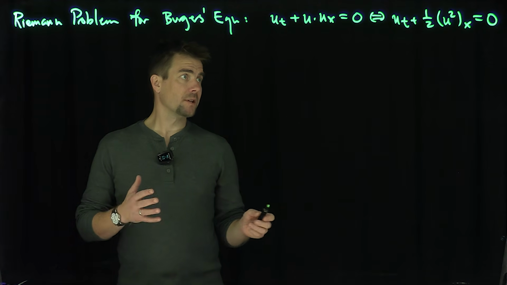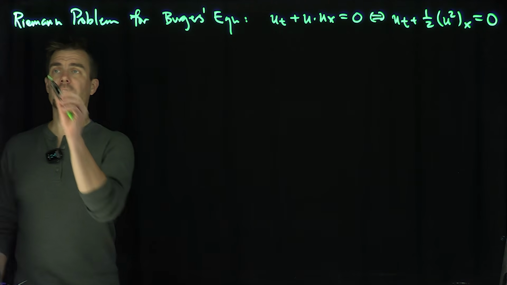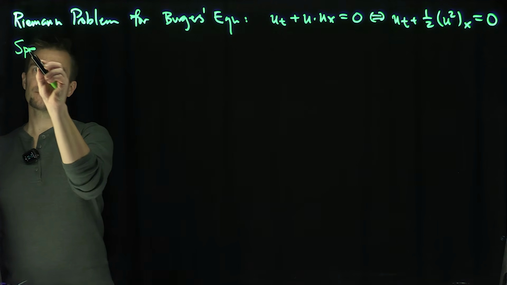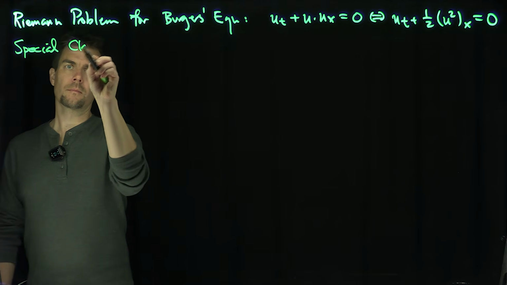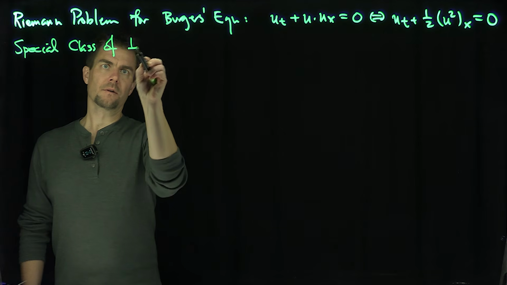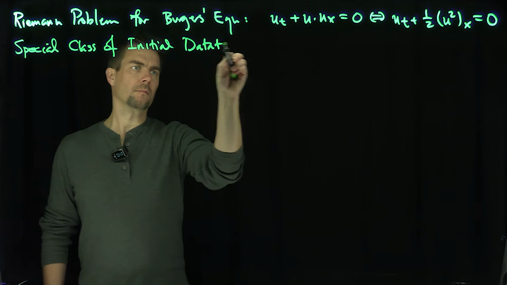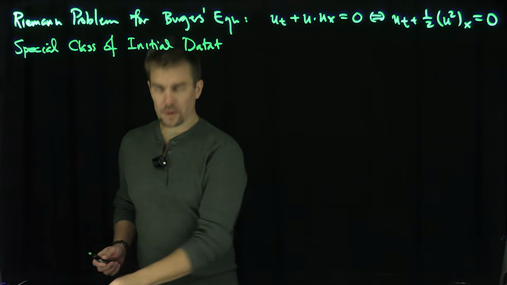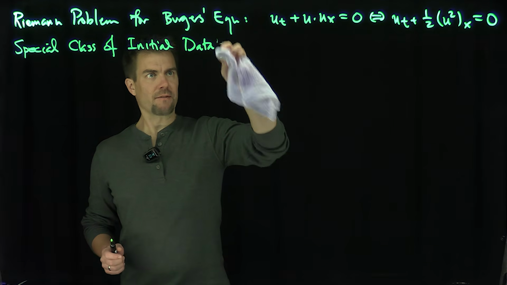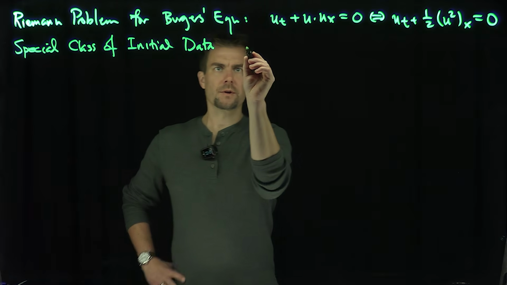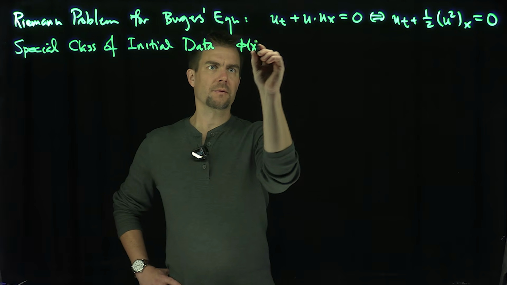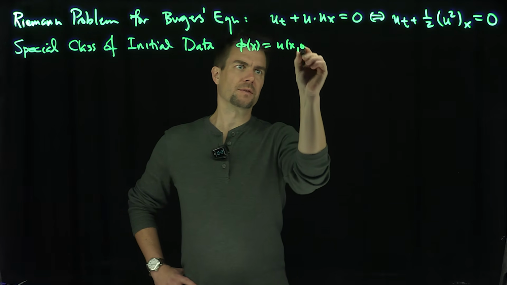And so in particular what this allows us to do is consider special initial data. Here's a special class of initial data for this problem. You're going to look at functions that have a jump. In other words, you're going to look at this as your initial data, your u of x and 0.